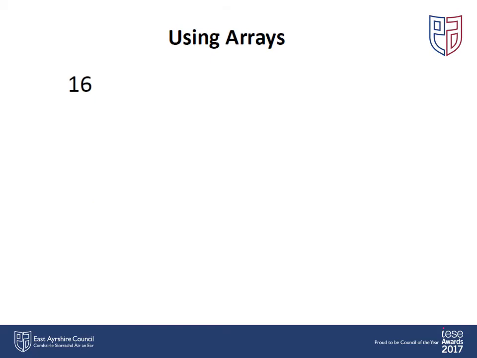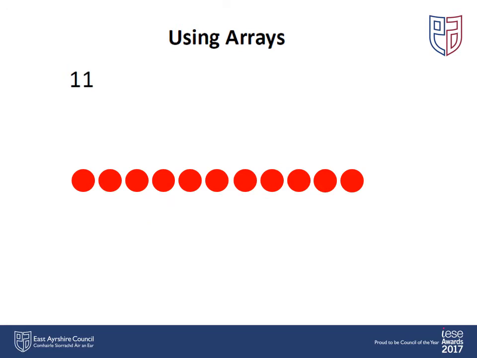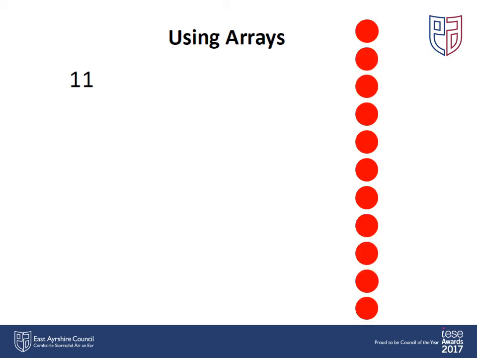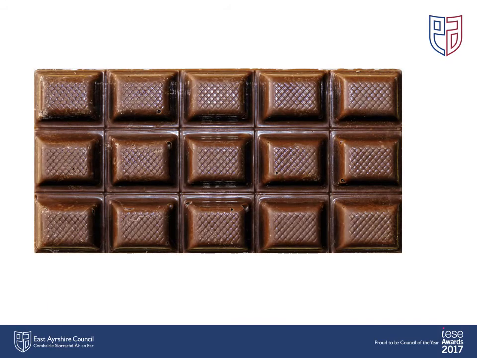We sometimes come across special arrays like this one here, where we create a square. Hence the reason why 16 is referred to as a square number. And for some numbers, the number of arrays we can create can be very limited, like the number 11 for example, where we can only make 1 row of 11 or 11 rows of 1. These numbers with only 2 possible arrays are referred to as prime numbers. By looking around our homes and in outdoor spaces, there are really good examples of arrays all around us.